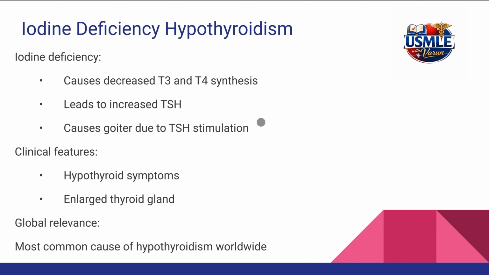Now, iodine deficiency hypothyroidism. In iodine deficiency hypothyroidism, low iodine means low T3 and T4, and this leads to a feedback loop of high TSH and goiter due to stimulation. High TSH in turn leads to growth of the thyroid gland. So decreased T3 and T4 lead to increased TSH in the feedback loop. This causes goiter due to TSH stimulation, hypothyroid symptoms, and an enlarged thyroid gland. It is the most common cause of hypothyroidism worldwide.